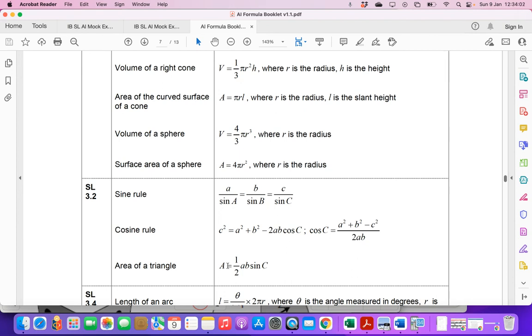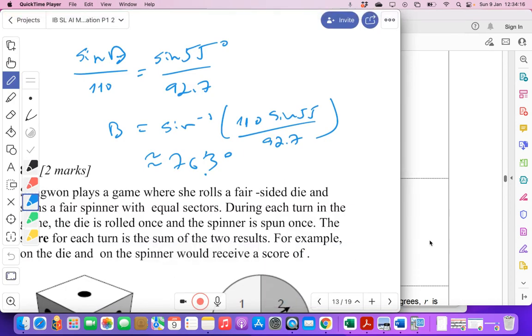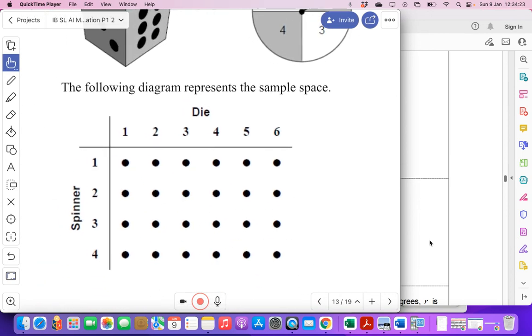We have a fair dice and a fair spinner, and they actually did the sample space diagram for us here. Okay, so two dimensions: the 4 sides of the spinner and the 6 sides of the dice.